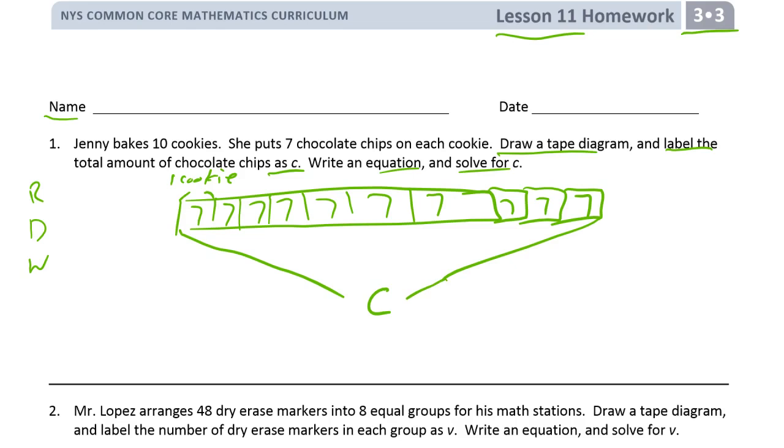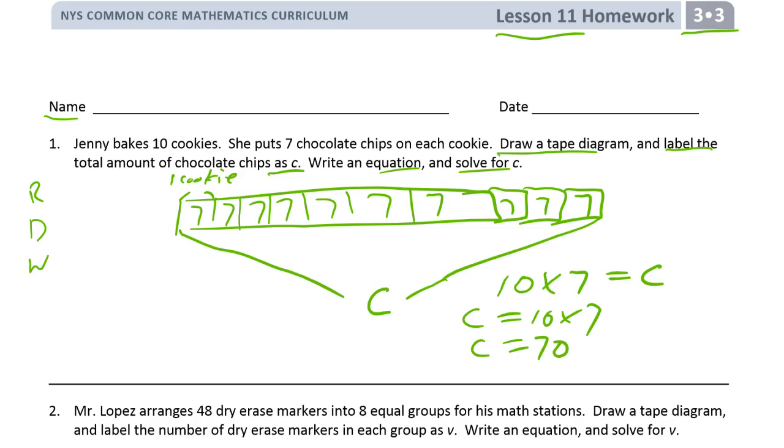Write an equation. Our equation is going to be 10 sevens equals C. Or you could write C equals 10 times 7. And we go solve for C. What is C? It's 10 times 7. That's pretty easy. That's 70. C equals 70.